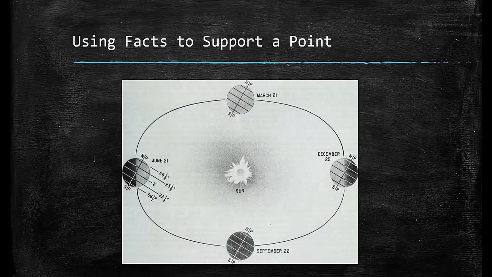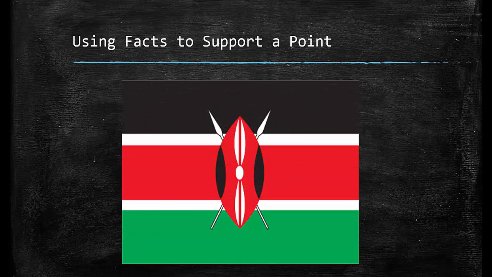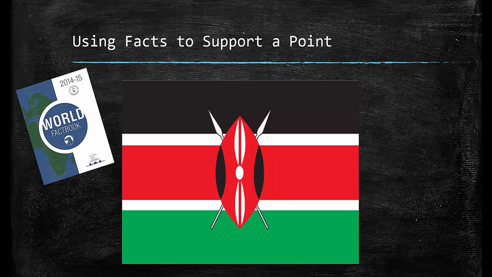Armed with these quotes, let's see how we can use a fact in an argument. A fact is something that cannot be disputed. The earth revolves around the sun. That's a fact. This is the national flag of Kenya. We could argue that the flag of Kenya adequately represents the people and lands of Kenya. We can find evidence about the flag from the CIA fact book.